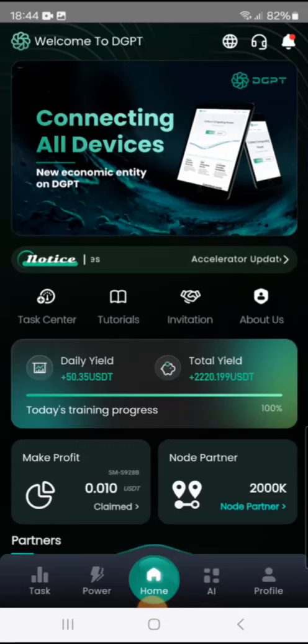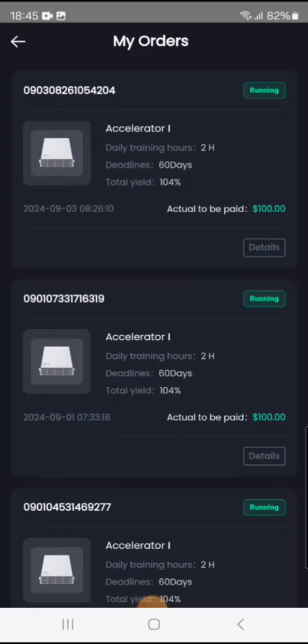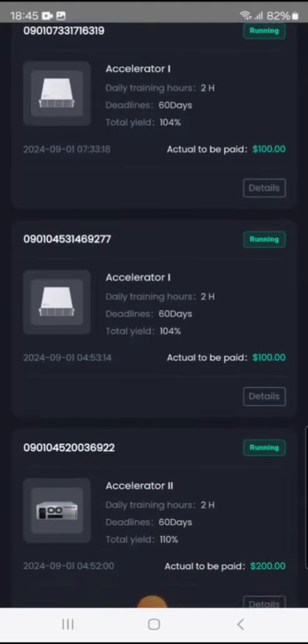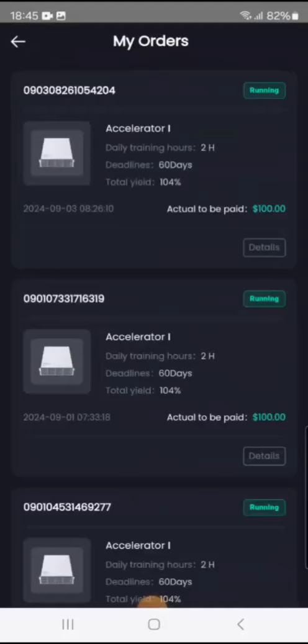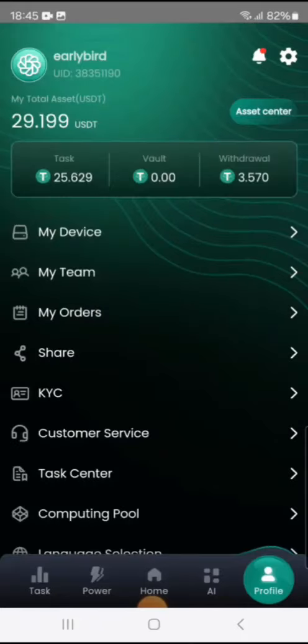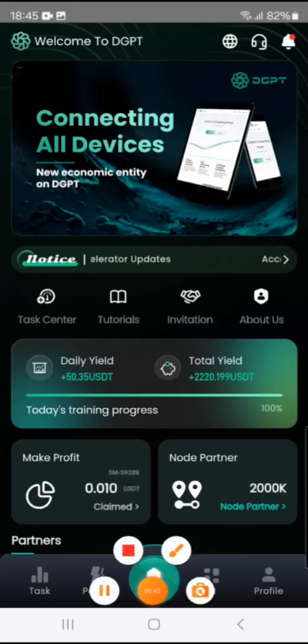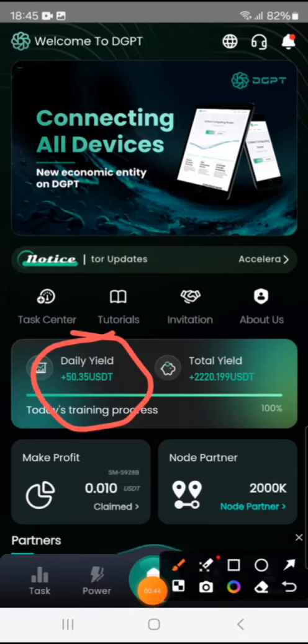My progress in DGPT. As you know, I already made a few videos about this project, and I want to show you how much I invest here, what I have withdrawn, and what are my daily earnings at the moment. These are accelerators I have at the moment, so lots of them. I'm making 50 USDT daily.